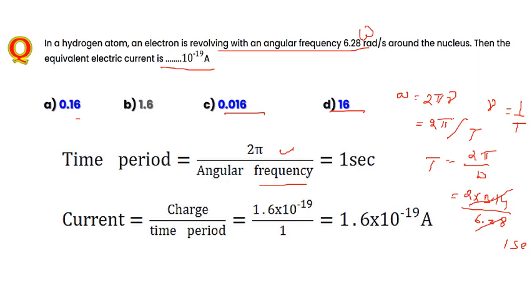Current, as we have seen in the previous case, is charge by time. Previously we had 10 seconds for the total charge; here it is only the charge flowing in 1 second, and flow of charge is current. The direction of electron flow is opposite to the direction of current. So charge by time is 1.6 into 10 power minus 19 divided by 1. The answer here is 1.6 into 10 power minus 19 ampere, remember.